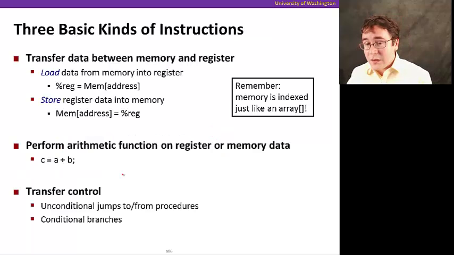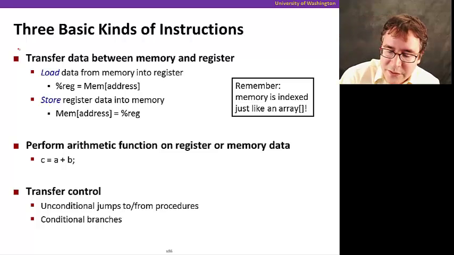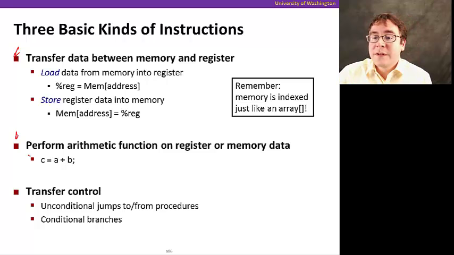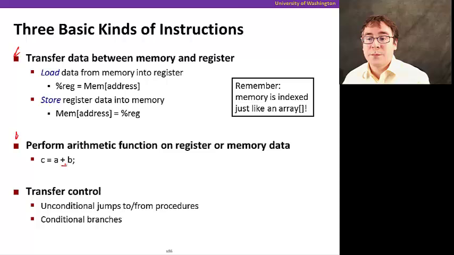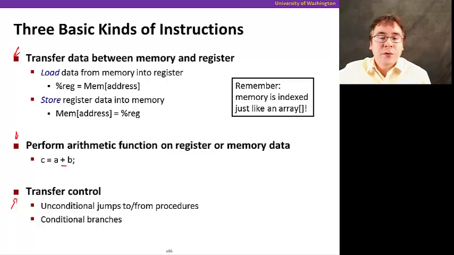If you recall from last section, we saw there are three basic kinds of instructions. Instructions that move data between memory and registers. Instructions that perform arithmetic operations, like addition, for example, and they could have as operands both memory or registers. And then instructions that transfer control, instructions that change the flow of execution of your program in the processor. Okay, so now let's start.